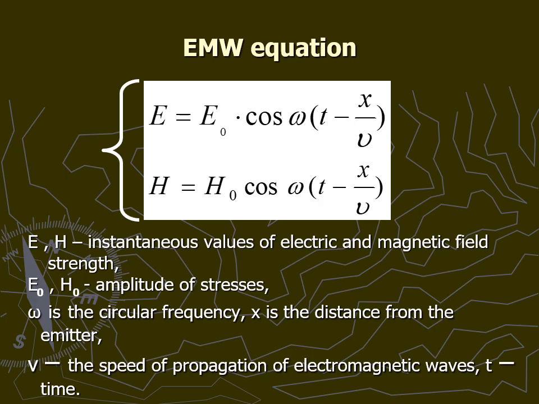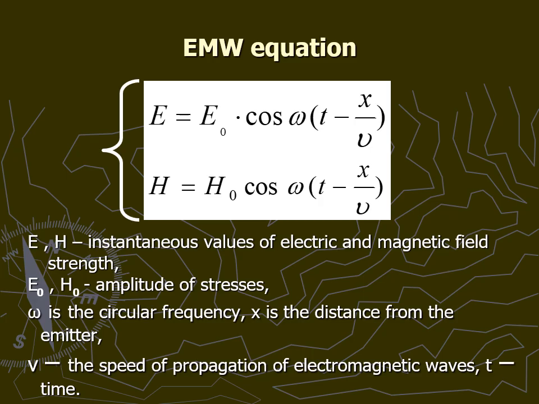In this case, E and H are the instantaneous values of the electric and magnetic fields. E0, H0 is the amplitude value, that is, the maximum value of the intensity of the electric and magnetic fields. Omega is the circular frequency. x is the distance from the emitter, v is the speed of propagation of the wave, and t is the time. That is, once again we stop there.